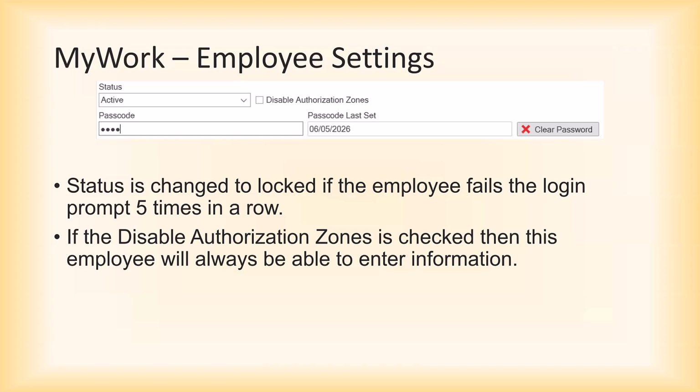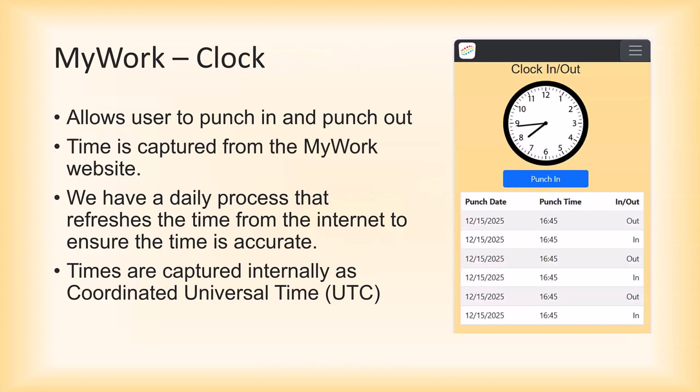Okay, let's move on. So we talked a little bit about the authorization zones. So let's talk a little bit about clocking in, clocking out, what that does, what that doesn't do. So again, the MyWork clock comes in, and one of the things that it does is it lets you punch in and punch out. It will give you the last status. So sometimes if you forgot to punch out yesterday when you left, it won't say punch in. It'll force you to punch out and then punch in again.